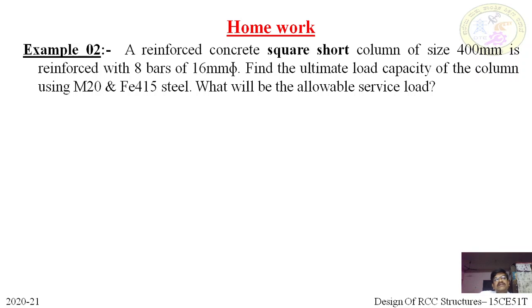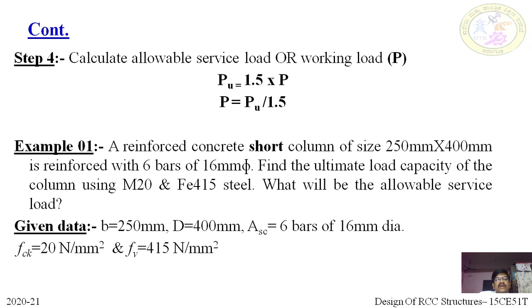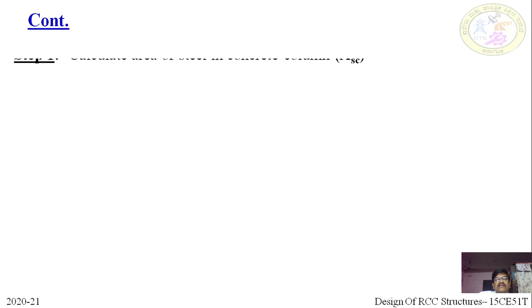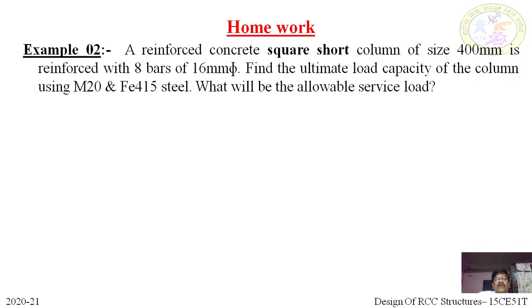So take this homework problem, that is example 1. A reinforced concrete square column. In the previous problem that was actually a rectangle, but now for homework I am going to give you a square column. The column of size 400 millimeter is reinforced with 8 bars of 16 dia. Find the ultimate load capacity of the column using M20 and Fe415.